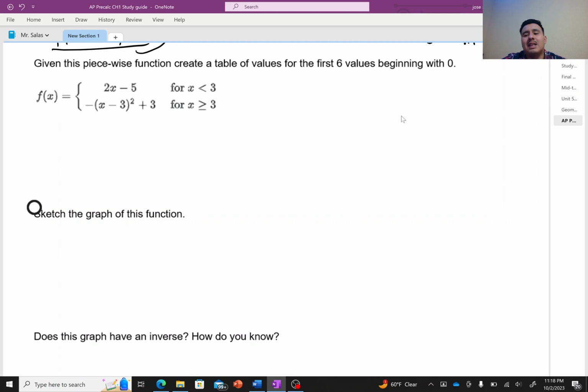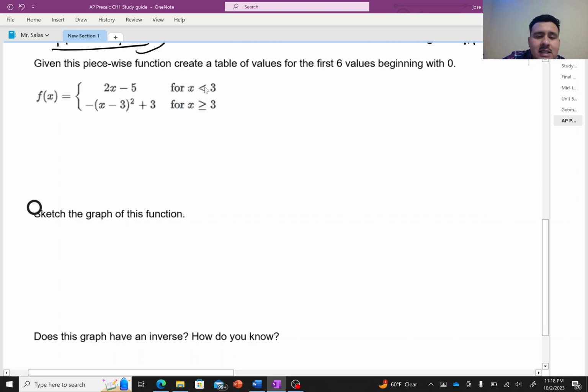We're going to go ahead and be looking at the last question of our study guide. It says, given this piecewise function, create a table of values for the first 6 values beginning with 0. Ooh, okay, let's see. So if we're looking for our first values starting at 0, well, first of all, when we create our table, we need to be able to identify which equation we're using for which part.